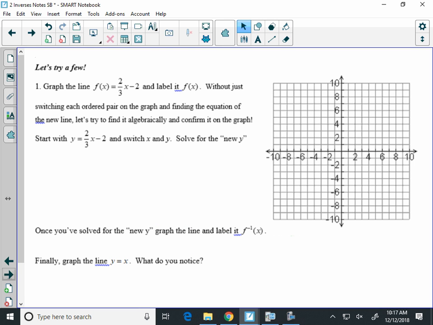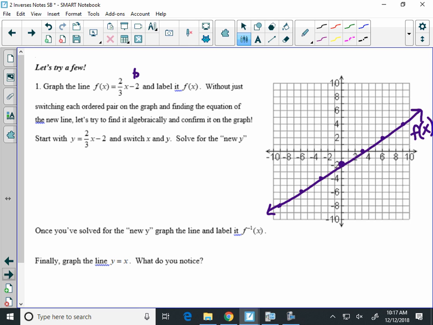So let's try a couple. We're going to graph the line 2/3 x minus 2 on this grid, then label it. To graph this line, you need to know that the y-intercept is at -2 and the slope is 2/3, so we go up 2, right 3. When we graph these, I want you to graph them as carefully as possible. Plot as many points as you can and connect them with a nice straight line. That is your equation, f of x, and we label it.